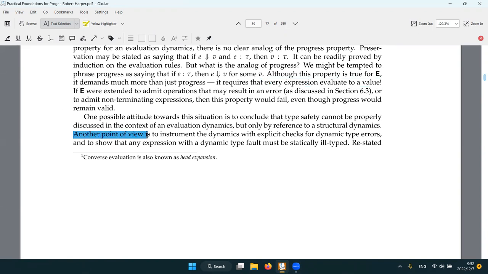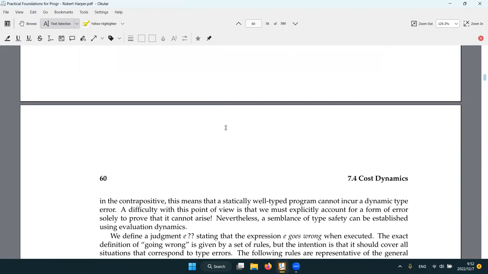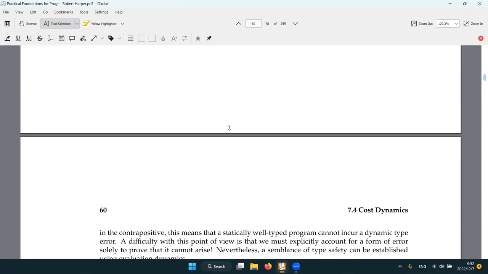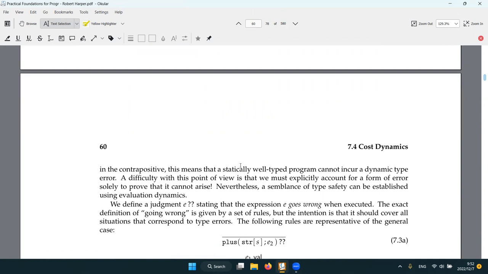Or another point of view is to instrument the dynamics with explicit checks for dynamic type errors and to show that any expression with a dynamic type fault must be statically ill-typed. I don't understand this sentence. I thought it was confusing also, but I guess the next sentence makes more sense. Yeah, restated in the contrapositive, this means that a statically well-typed program cannot incur a dynamic type error.